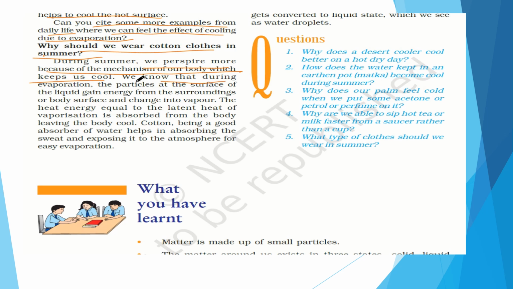So we know that during evaporation, the particles at the surface of the liquid are gaining energy. So what is the liquid in our body? It is the sweat. When we are sweating a lot, the liquid is gaining energy from the body surface or from the surroundings to change into vapor, and the heat energy equal to the latent heat of vaporization is absorbed from the body, leaving the body cool.